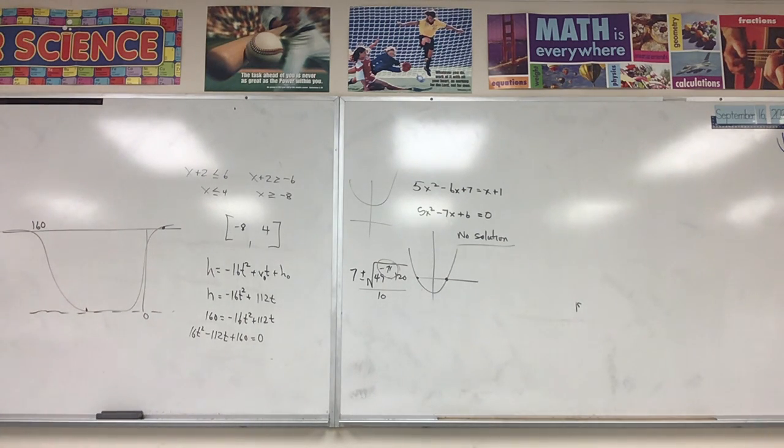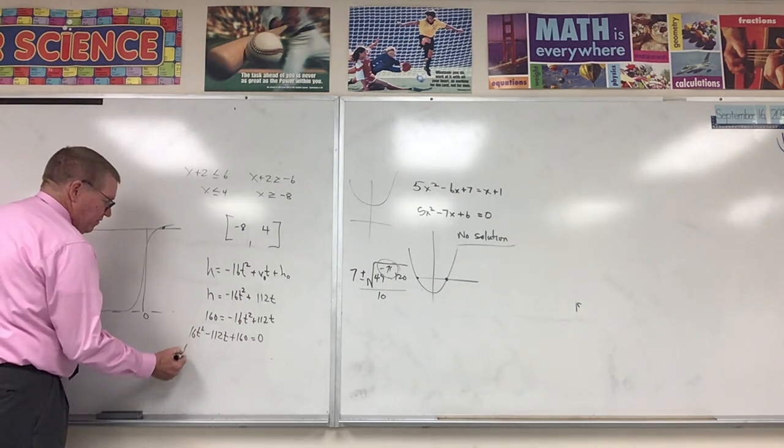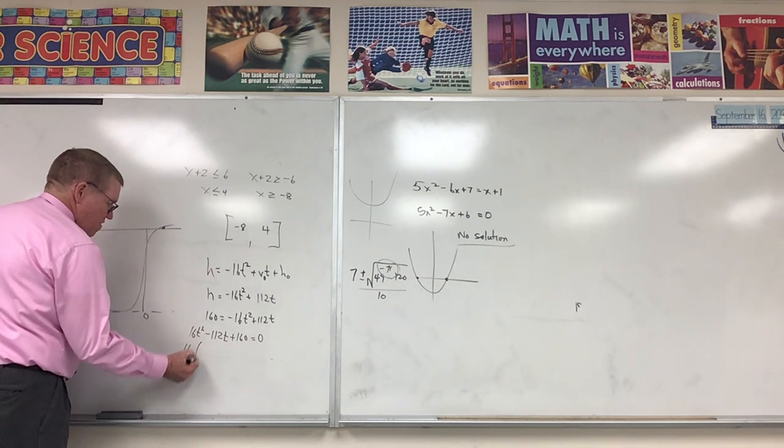If I ask you to do it graphically, you can punch that into your calculator, looking for your zeros. If I ask you to do it algebraically, then you use your quadratic formula. But you can do this graphically. So 16t squared minus 112t plus 160. You get 2 and 5. Does everybody agree?